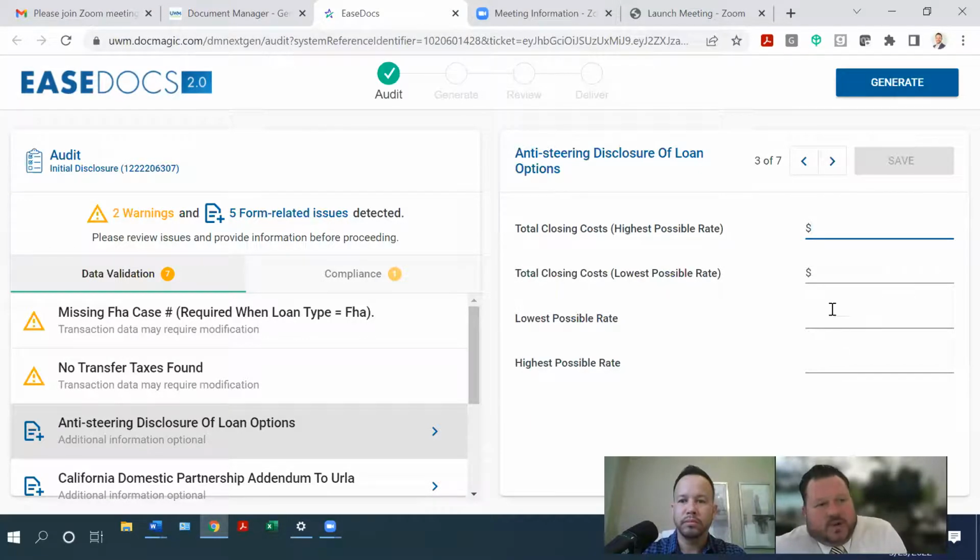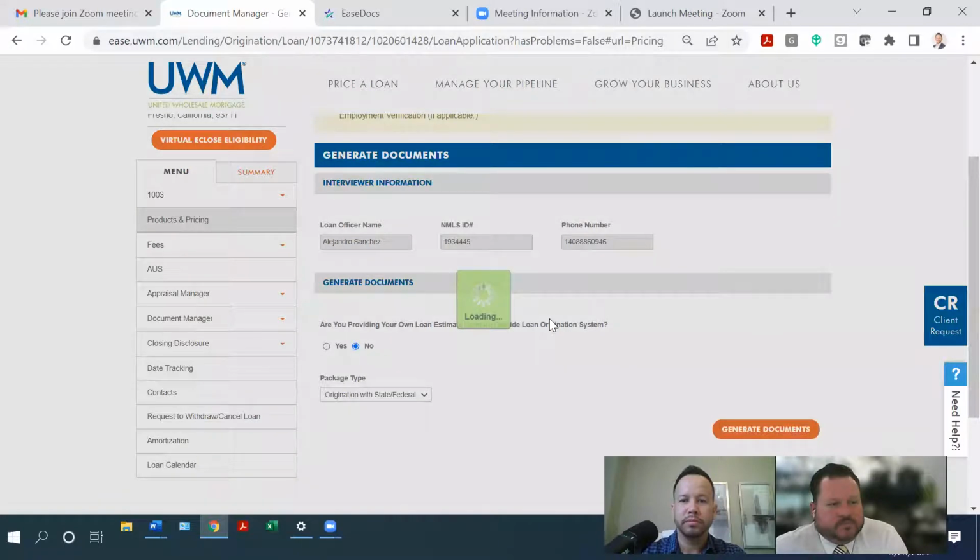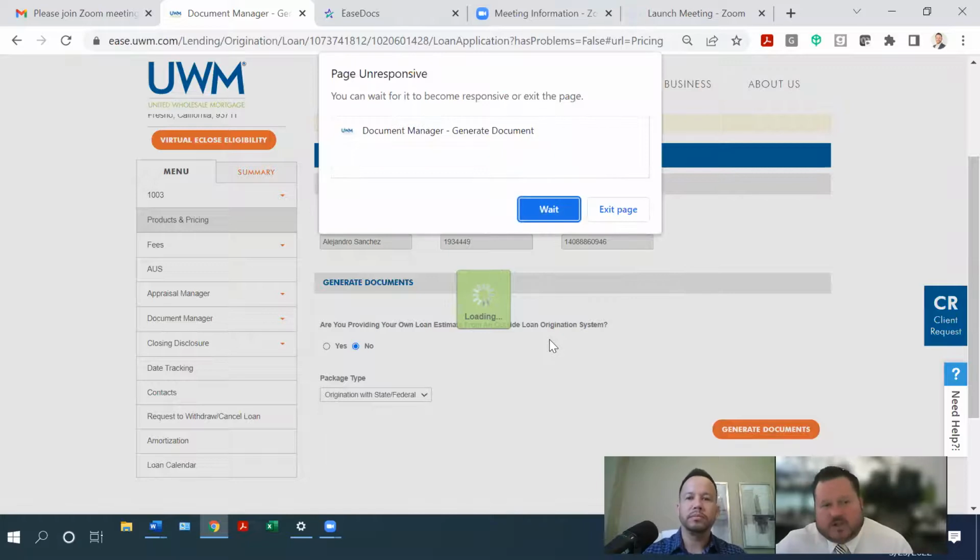Since we're in a separate tab, click back over to the original tab on the top that says Document Manager. Click on Product and Pricing. Once this page shows up, you can click on View More Rates. That's going to expand the different rate ranges. At that point we can jot on a piece of paper the lowest possible rate that's going to be offered and the cost, the highest possible rate, and whether there's still a cost or a credit.